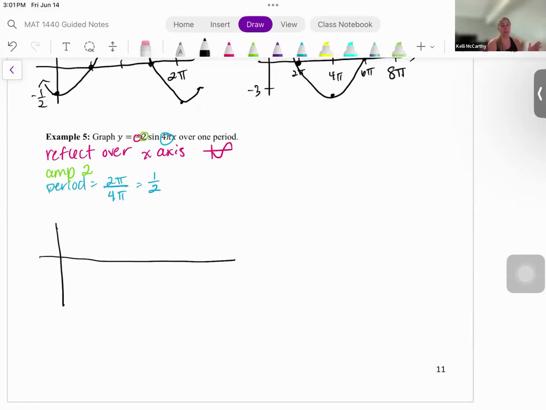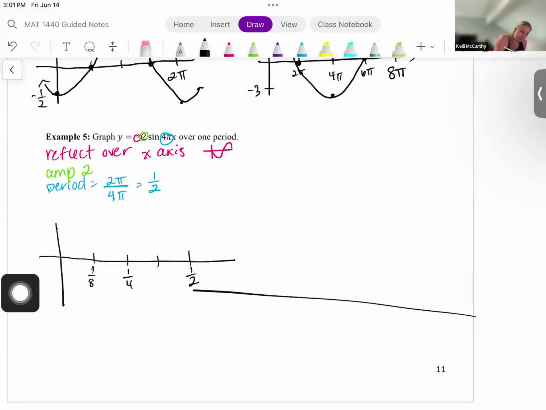Now, just because our period is no longer in terms of pi doesn't mean we're not going to approach this the same way we have before. I'm going to mark off my period along my horizontal axis and then divide by 4. So this is going to be 1/4 dividing it in half. This is going to be 1/8 dividing it by half. So that tells me that this is 1/8, 2/8, 3/8, which can help with those fractions.